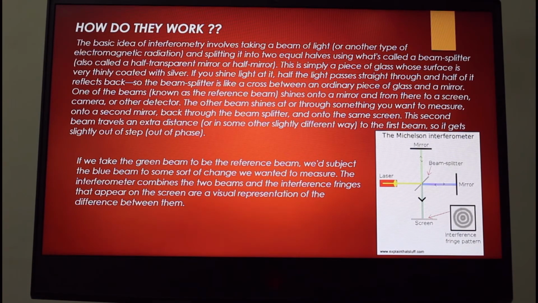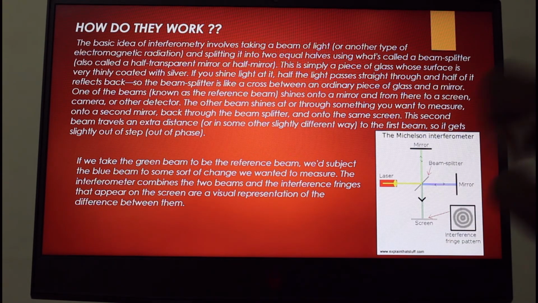Here for reference we are considering colored beams. Actually there will not be any difference in the colors of the beam unless you change the color of the laser. So now if we take a green beam to be the reference beam, we subject the blue beam to some sort of change we want to measure. The interferometer combines the two beams, and the interference fringes that appear on the screen are a visual representation of the difference between them. So that is written here. The green one is acting as a reference, while the other is used to measure, and that interference pattern, the fringe pattern, is seen on the screen. That is here.